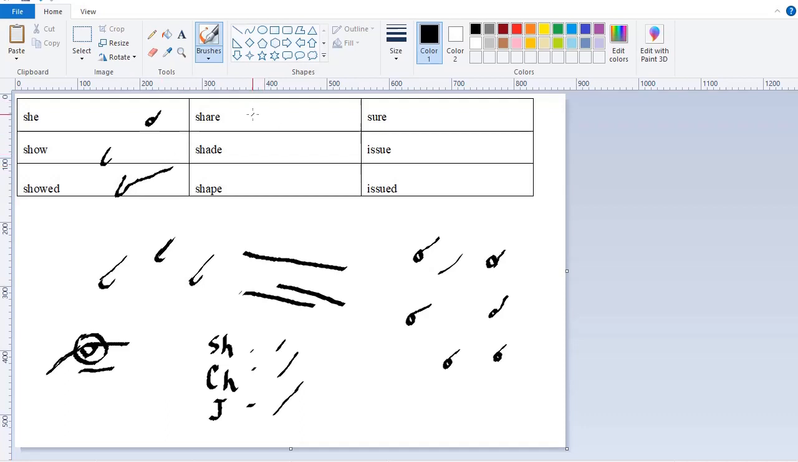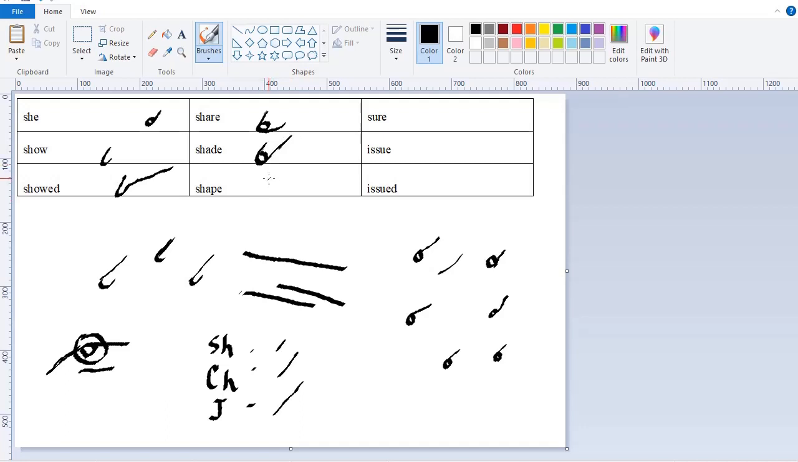Now we have "share." So we have a slanting line downward, and then we have A, and then we have R. Share. Next, we have "shade." Bakit parang ang haba ng ating R? First, SH, and then A, and then D. Share. Next, shade. We have SH, we have A, then we have D. Okay. Shade.